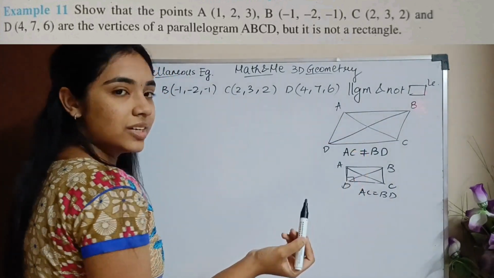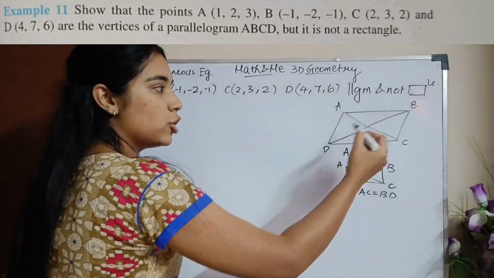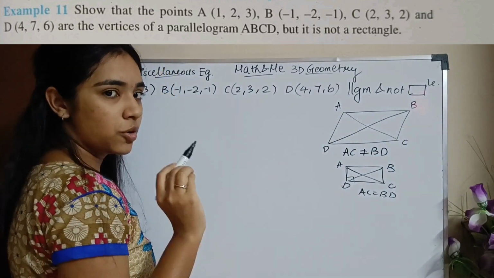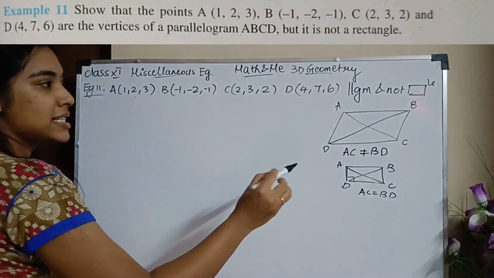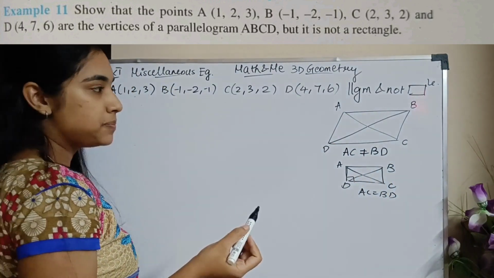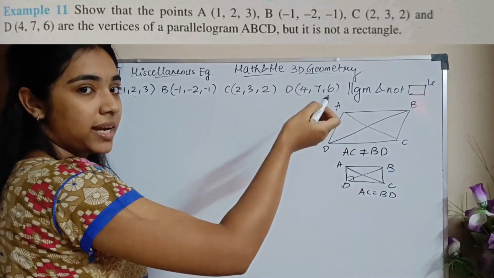In a parallelogram you do not have a right angle triangle. So here you do not have the diagonals to be equal. Even though the opposite sides are equal and parallel, you do not have the diagonals to be equal. So this is what we are going to prove here. So we are going to find the distances AC and BD and we are going to show that they are not equal. But you also have to show that the opposite sides are equal for it to be a parallelogram, correct?